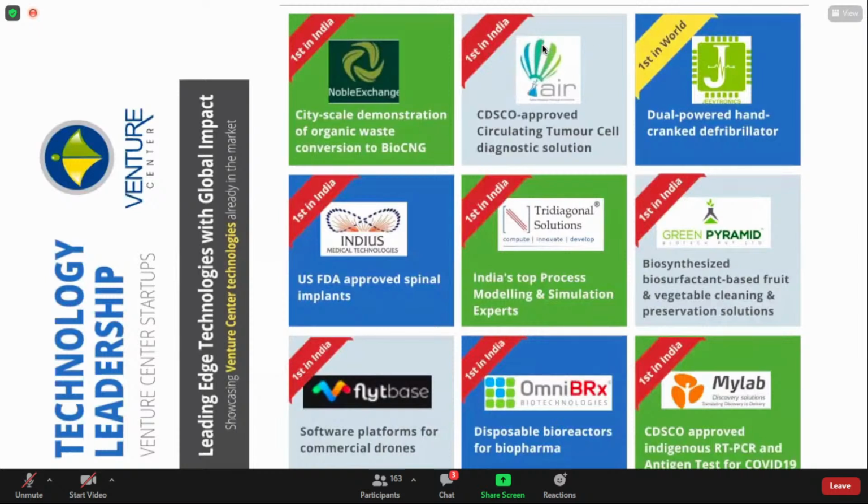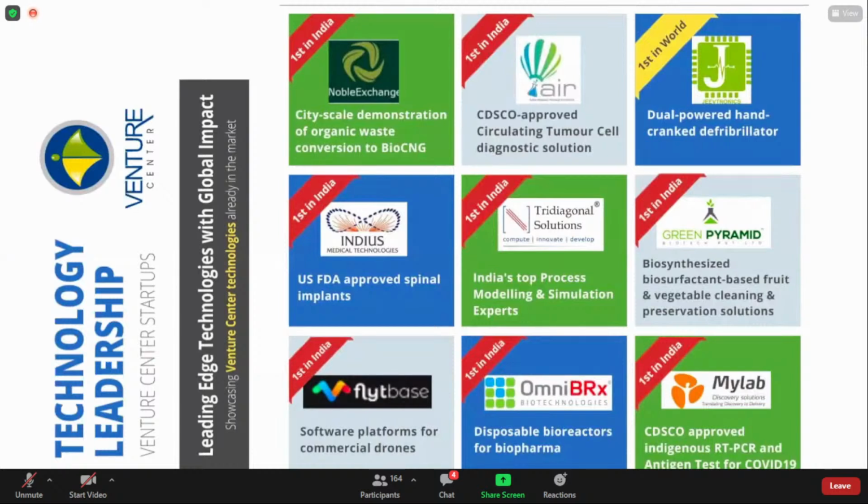All of you have heard during COVID the name of MyLab, and MyLab was, of course, the first to get the CDSU approved indigenous RT-PCR kit out, and then the antigen test, and now the self-testing kit as well, right out of Pune. So it's great to have such entrepreneurs in Pune. Nobel Exchange is running the citywide demonstration of organic waste conversion to bio-CNG. IOCL sells some of the gas through their petrol pumps.